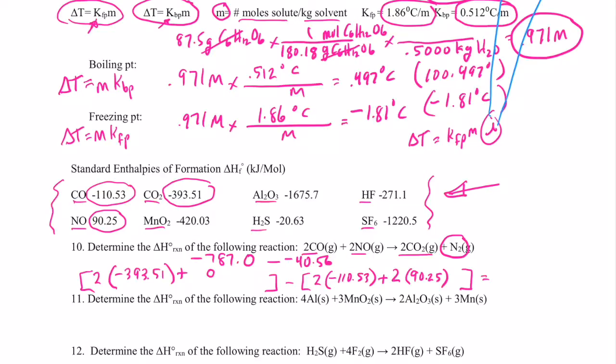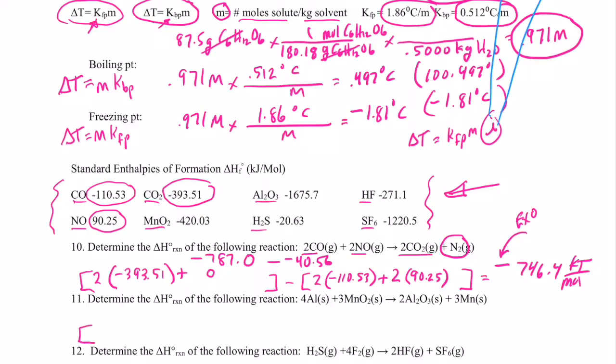So we'll take a negative 787.0 minus a negative 40.56. Looks like we end up with negative 746.4 kilojoules per mole of reaction. Now remember that negative sign, kiddos, means that that reaction is exothermic, and the heat for that reaction would be placed on the product side of the equation. All right? Number 11, why don't you try number 11 on your own? So pause the video and see if you do it properly by coming back to the video and checking your work with mine. Okay? See you in a sec.